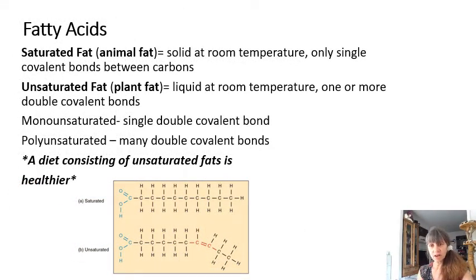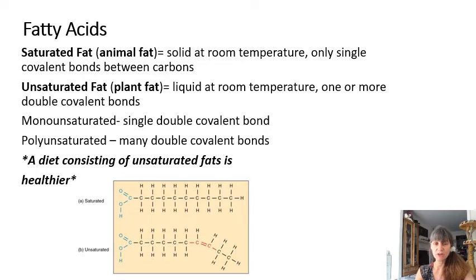Triglycerides are made with a glycerol and 3 fatty acid molecules. When we look more closely at fatty acids, we can see that there are some fatty acids that are saturated and some that are unsaturated. The fatty acids that are saturated have as many hydrogen atoms as can possibly be bonded to each of the carbons in that fatty acid chain.